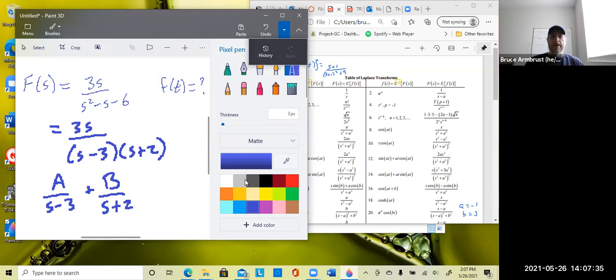All right, so for anybody that uses Paint, anybody know how to make this go away? Let's make it wider.